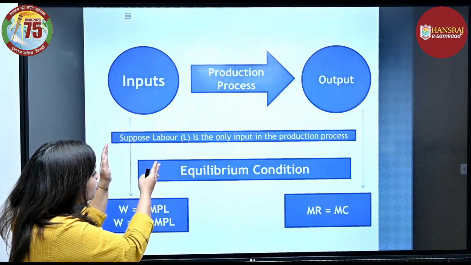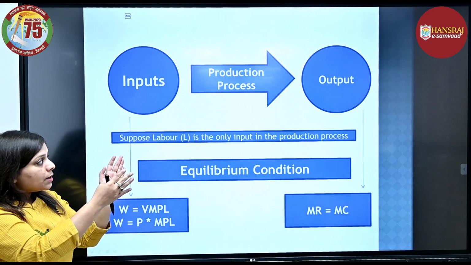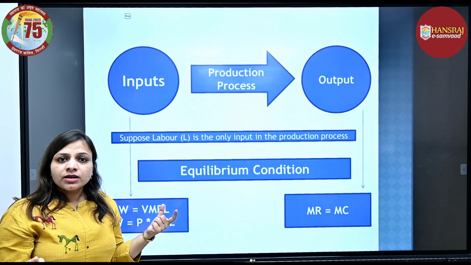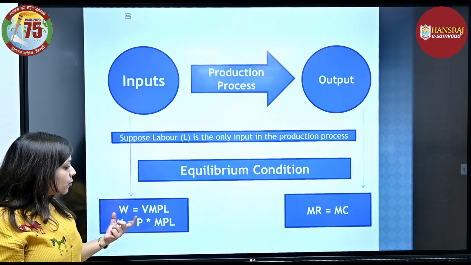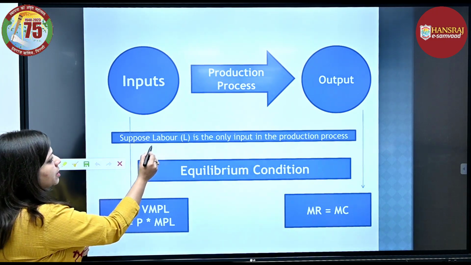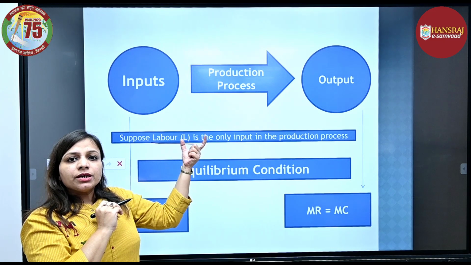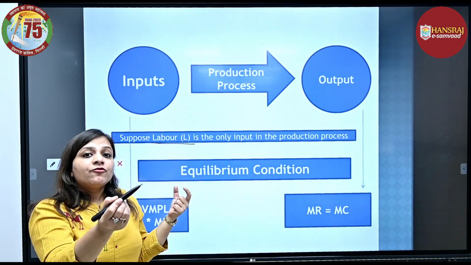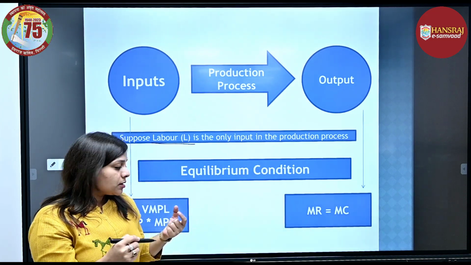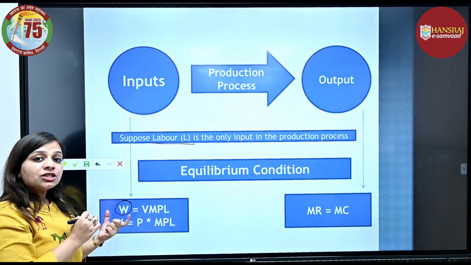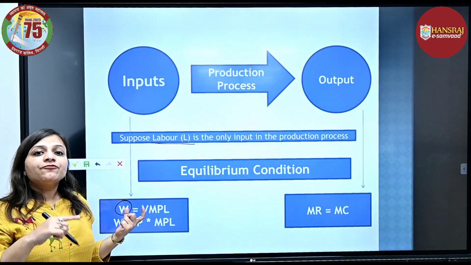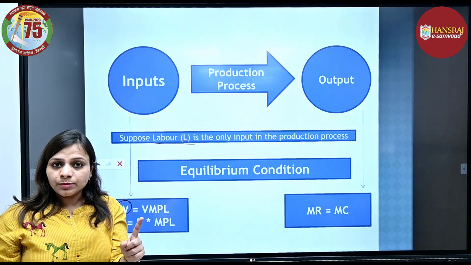Now when the firm is operating in the input market, the firm will maximize its profit in the input market. How will the firm maximize its profit? Again, in the input market the firm is hiring labor. When the firm is hiring labor, the firm has to incur cost on that labor. So let us assume that the cost is nothing but the wages that the firm is giving to that labor. So W is the wage that the firm is giving to any one labor.